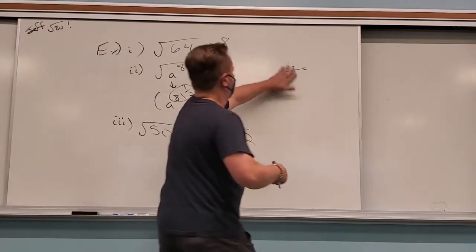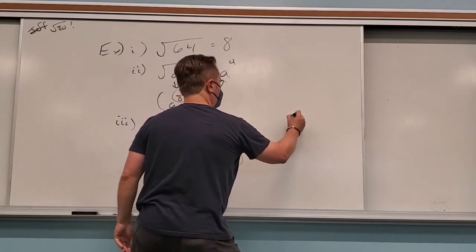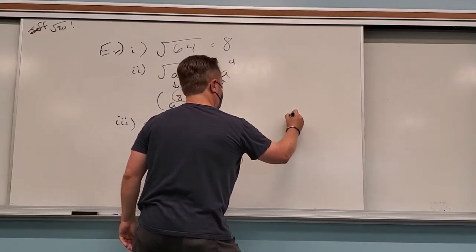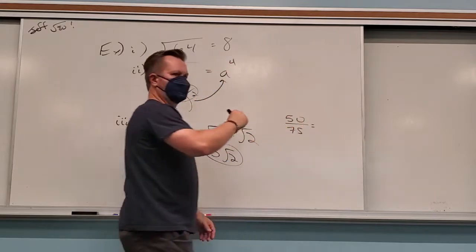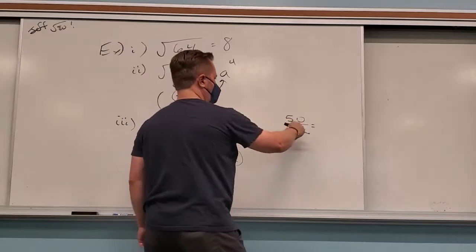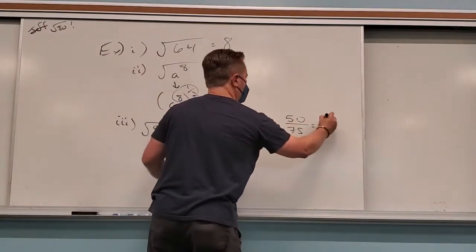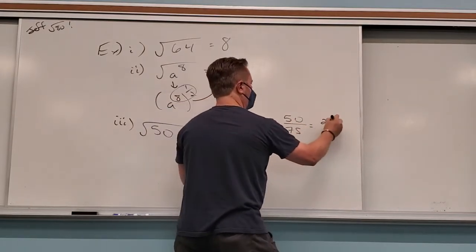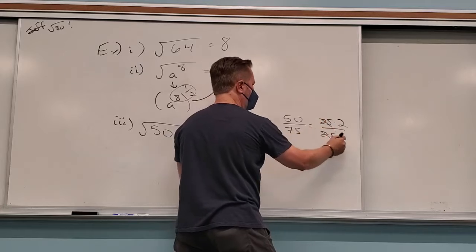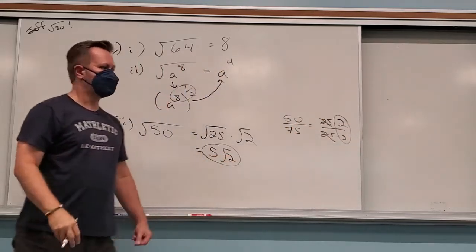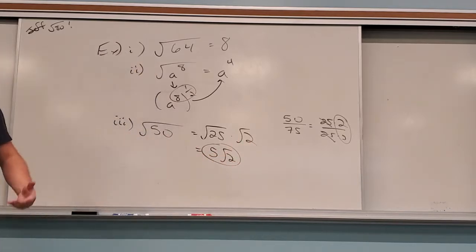But again, let me make a little bit more directly relevant problem. If I had 50 divided by 75, I can't do that without getting a decimal. But this is 25 times 2, and this is 25 times 3. So I do the part I can, and I leave the part I can't. It's the same idea.